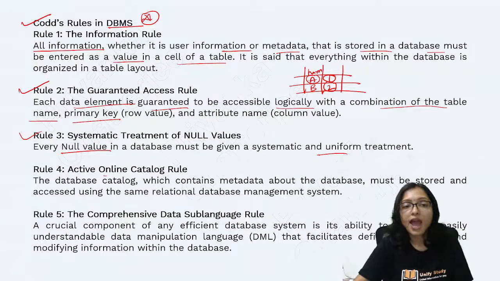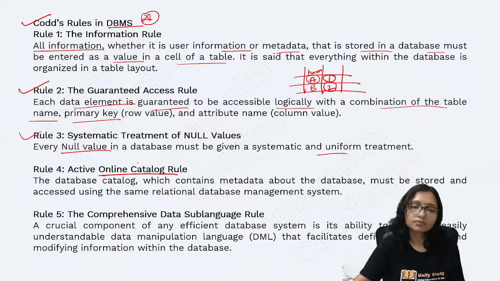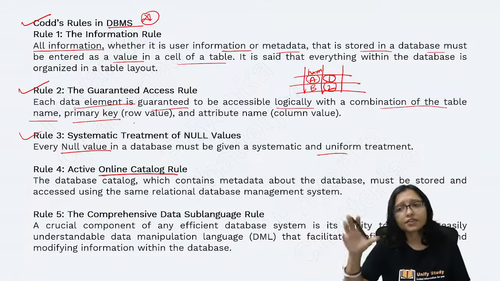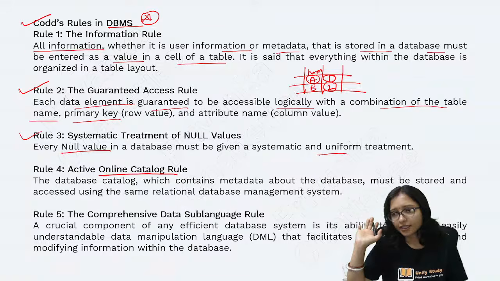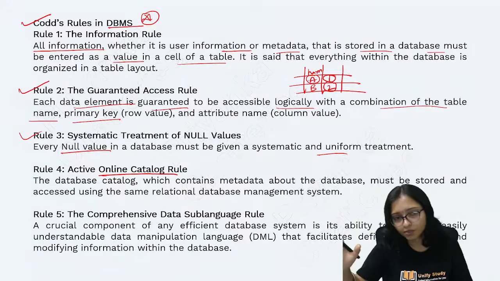Okay. Active online catalog rule. What is that? Nowadays everything is online. You are also learning online. You are using so many apps. You are using so many websites.